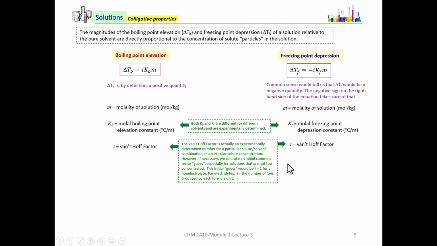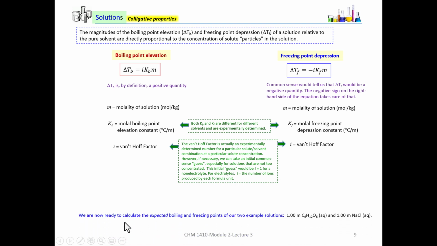So for example, an initial guess for i would be 1 for a non-electrolyte. That would be a substance that dissolves and does not break up into particles. And for electrolytes, i would be, at least as a first guess, the number of ions produced by each formula unit. So in our previous example of sodium chloride, we would guess i would be 2. The van 't Hoff factor should be 2 for sodium chloride because it breaks up into 2 ions, sodium ion and chloride ion.